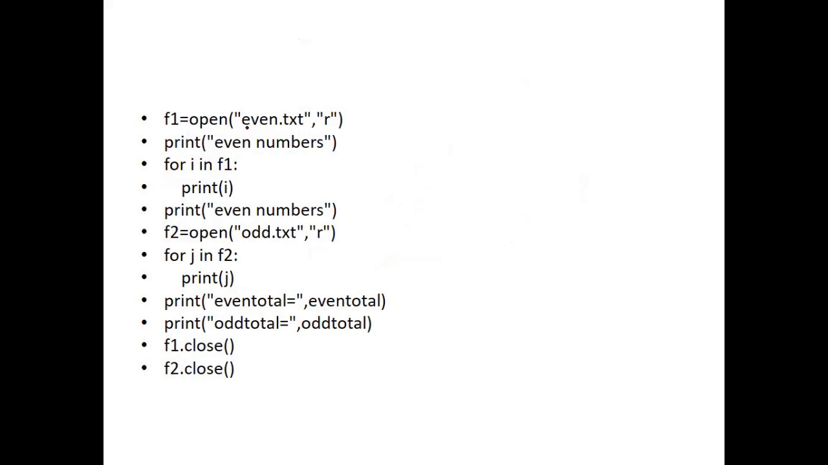So you're opening even.txt in read mode and then printing. You're writing even numbers are all these numbers. Then, sorry, this is odd numbers, printing odd numbers and printing all the content in odd.txt. Then you're also printing the even total and odd total, and then you're closing it. So this is how you take a file and take the values in this file, then separate the values into two different files. Also, we are calculating a total for odd numbers and even numbers and then printing it.